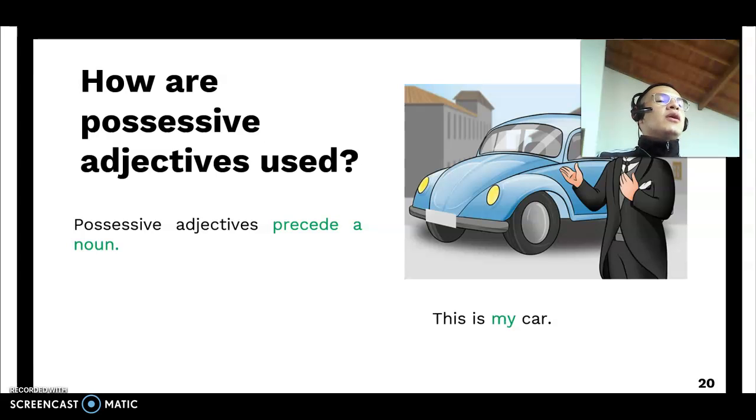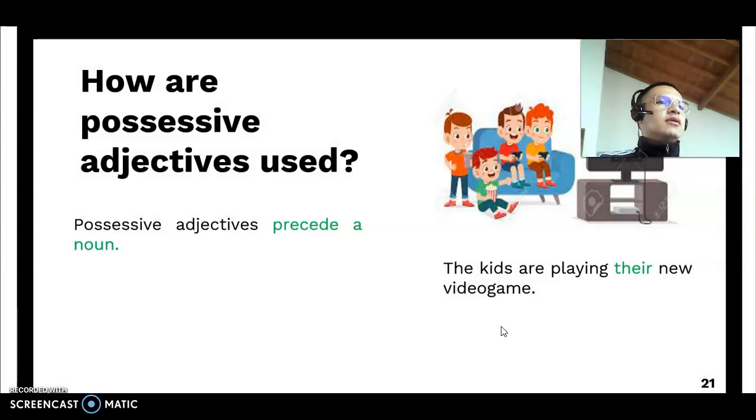We have to take into account that possessive adjectives always precede a noun. For example, in this case, a noun is the word car. So the possessive adjective goes before the noun. This is my car. Another example, the kids are playing their new video game.